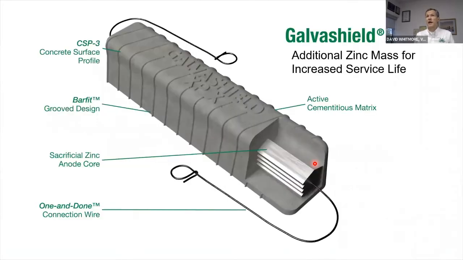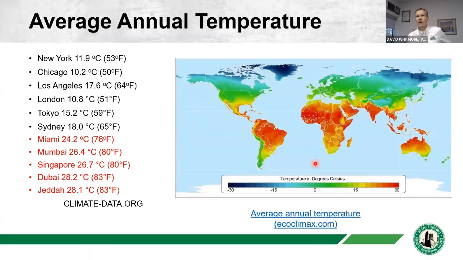So we do make some anodes that are specifically designed for high temperature environments. They have more zinc mass, but maintain the same surface area. So there's just more mass available, but they won't put out any more current. And they are primarily used in the portion of the world here that's illustrated in red, which is basically anything that's kind of 20 degrees Celsius average temperature year round or higher.